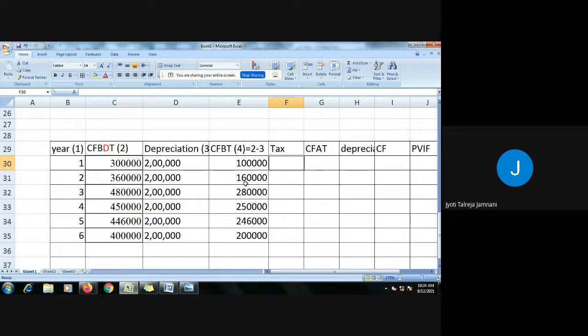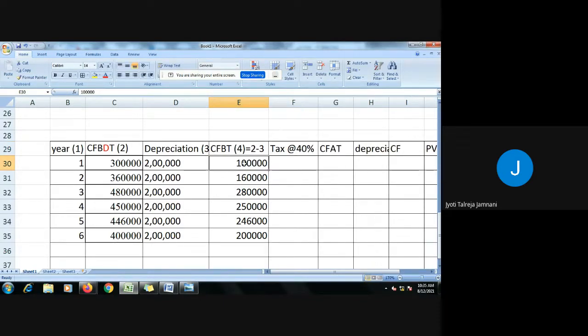Now they have told that the tax rate is 40%. So tax we are going to calculate at the rate of 40% on the cash flow before tax. So this part, the cash flow before tax that we have here, 1 lakh rupees. On this we'll calculate 40% tax. So on 1 lakh, 40% tax will be 40,000.